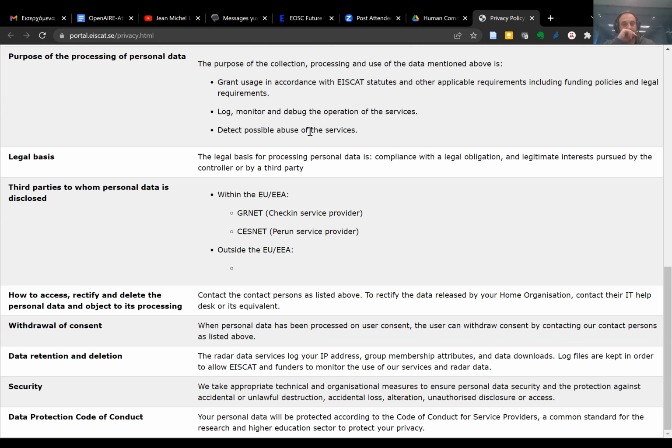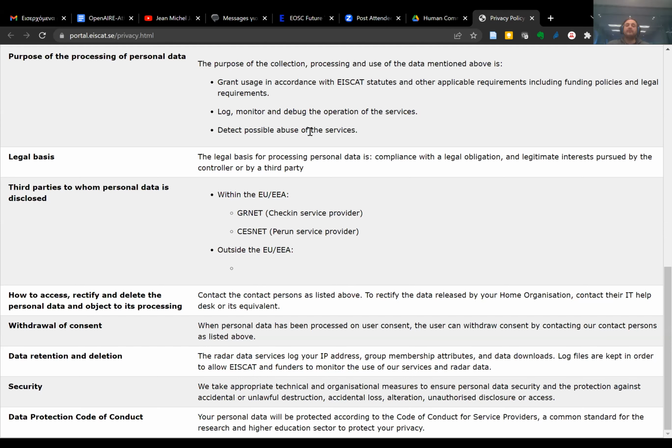The third party to whom personal data is disclosed, within the EU, GRNet, the check-in service provider is mentioned, and this is probably due to the fact, but please, Carl Frederick, confirm or don't confirm about this, that access to this service is done through an AAI service, which is the check-in service. This is quite common in the EOSC environment. So if this is the case, maybe this explanation is enough. Maybe check-in service provider could be complemented by a sentence saying that the service is used for authentication and authorization or something like that. Would this be enough or not?